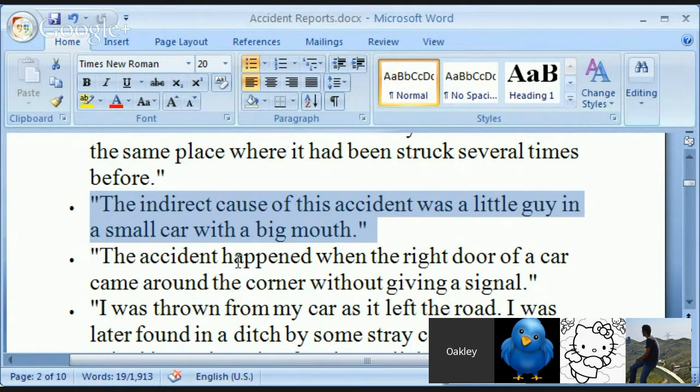Okay. This one's just funny and silly. "The indirect cause of this accident was a little guy in a small car with a big mouth." Again, fun use of adjectives.